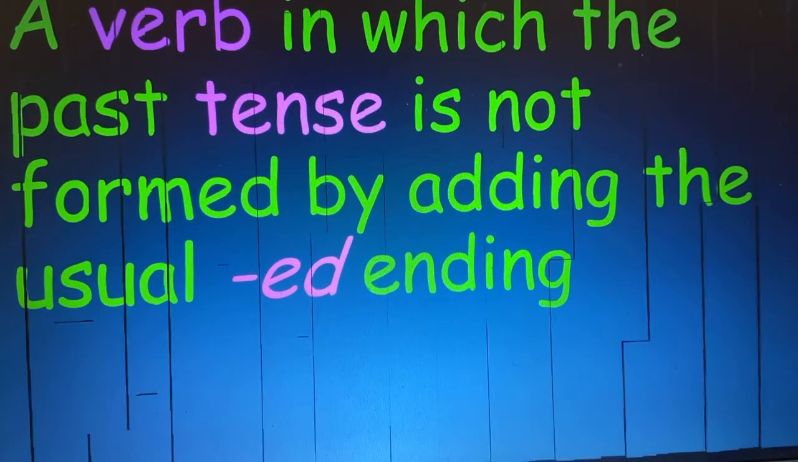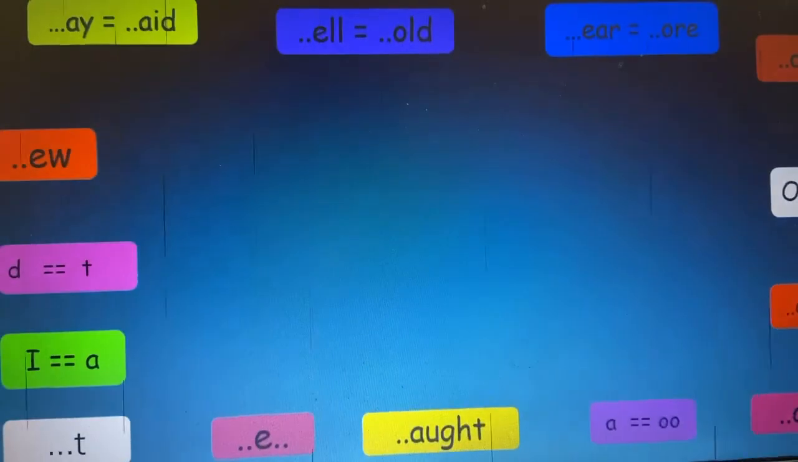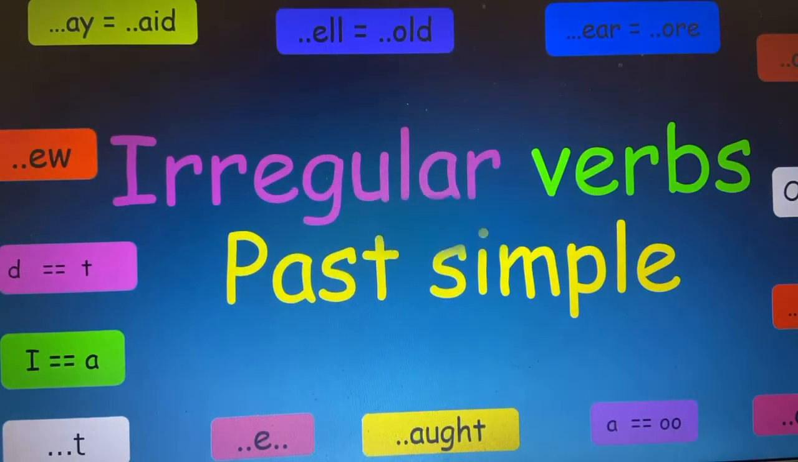For example, we have different irregular verbs. Sometimes we change some letters in the verb, or we change the whole verb. You see these colorful boxes. They have some letters that we change when we change the infinitive form into the past simple form, but the verb is irregular. Let's start with the first one.